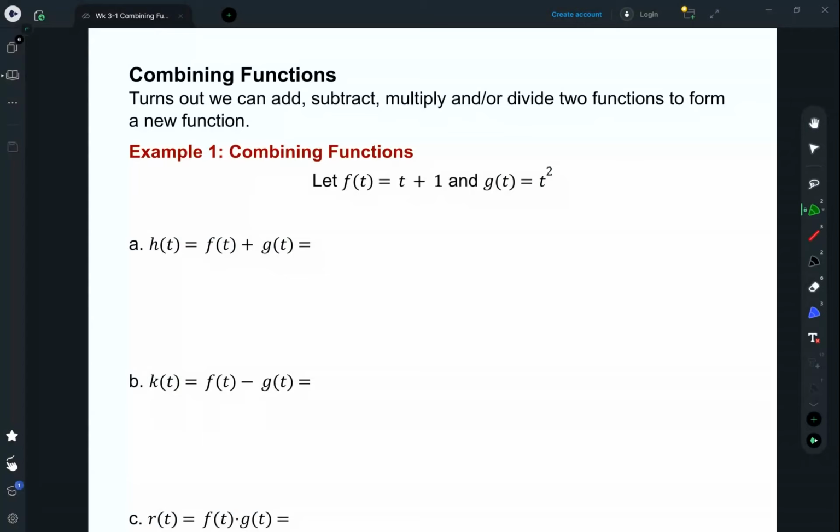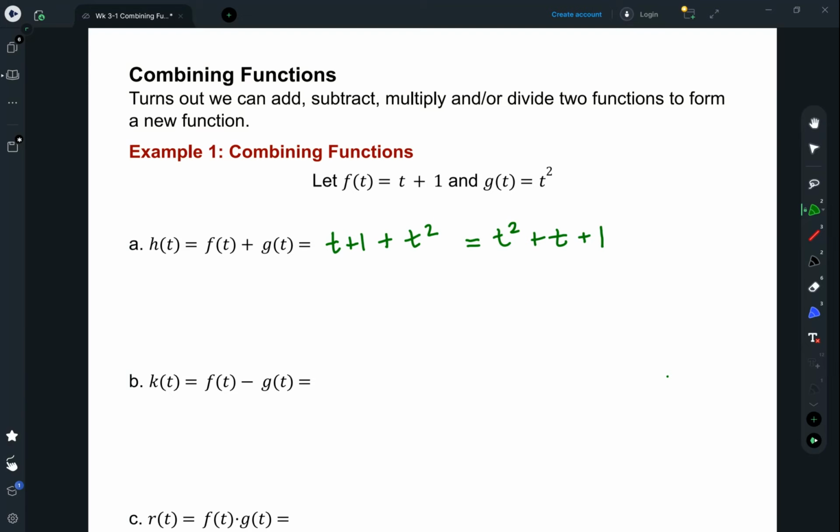So in example A, we're going to add them, and we're just going to follow our instinct and add them up. So f of t is t plus 1. So that's what I'm substituting in for f of t. And g of t is t squared. So my final function is t plus 1 plus t squared. Now, you don't have to do anything to simplify that. I personally like to put it in order of decreasing degree, so highest exponent to lowest. So I would write it as t squared plus t plus 1. But either answer is correct.